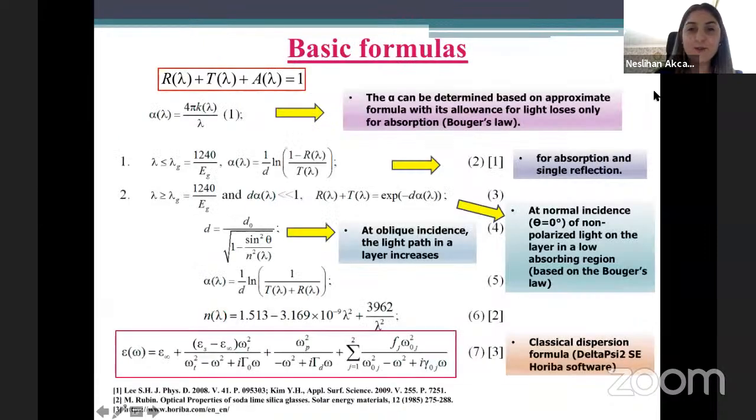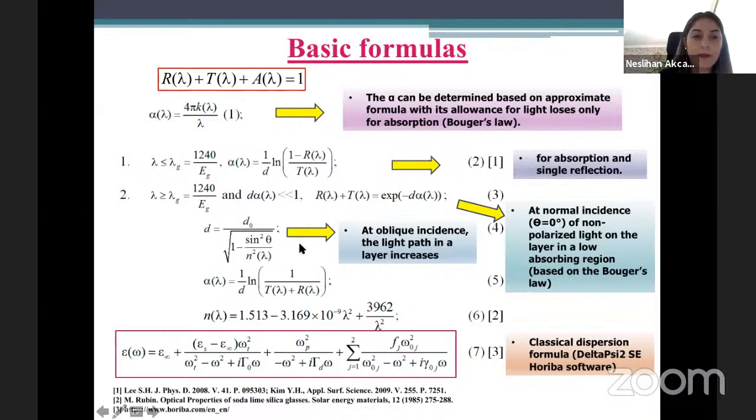continue fast. So here you see the basic formulas which we used in this study. For the investigation of the optical properties of the samples, the determination of N, K, and the absorption coefficient alpha is very important. And here you see an expression related to the absorption coefficient. It includes the extinction coefficient K inside. One can use different formulas for calculation of the absorption coefficient.